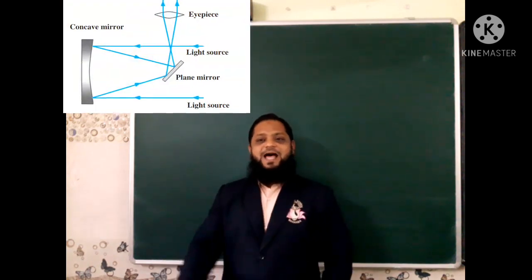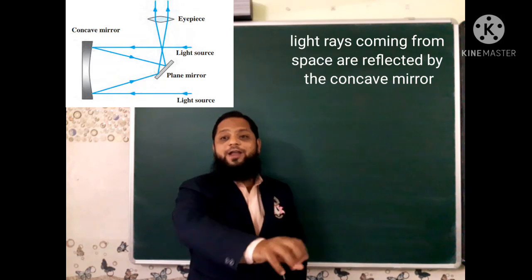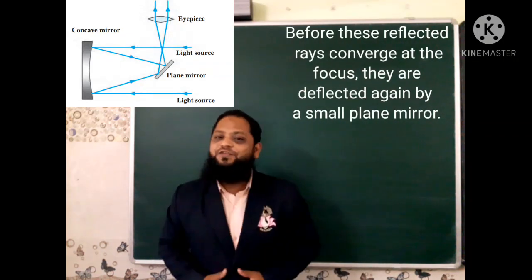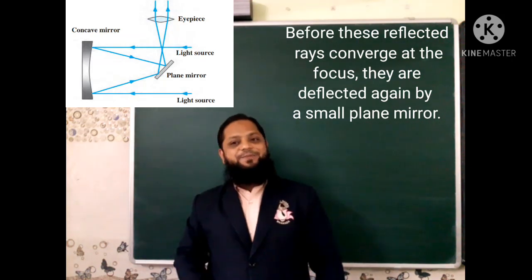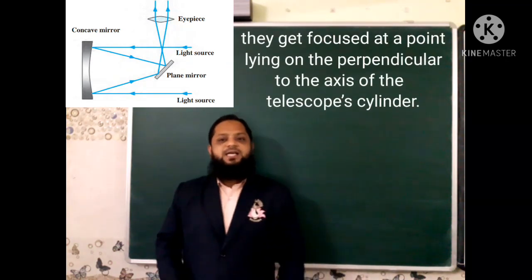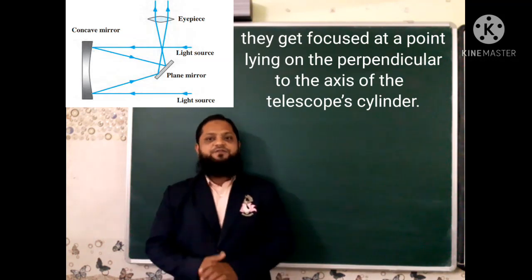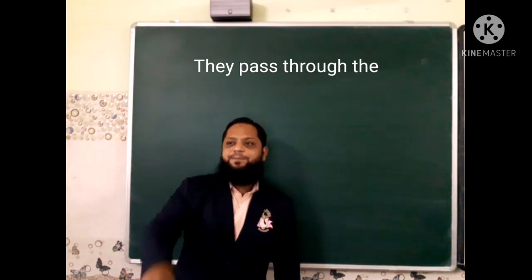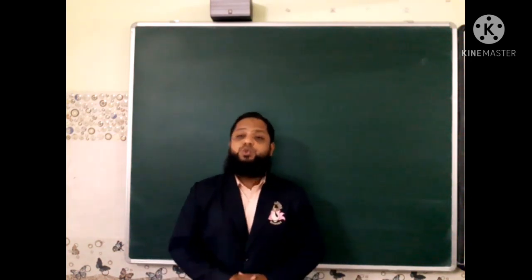Dear children, light rays coming from the space are reflected by the concave mirror. Before reflected rays converge at the focus, they are deflected again by a small plane mirror. As a result, they get focused at a point lying on the perpendicular to the axis of the telescope cylinder. They pass through the eyepiece and we get a magnified view of the source.